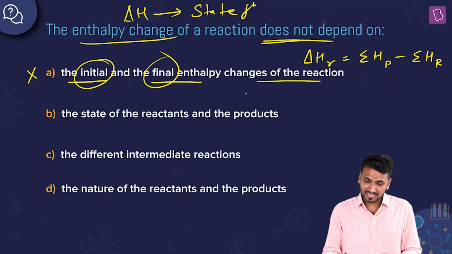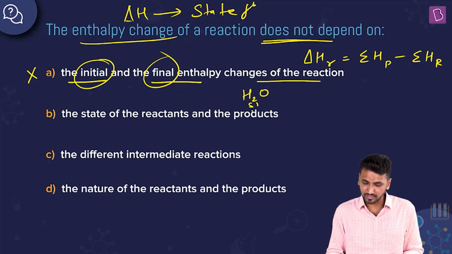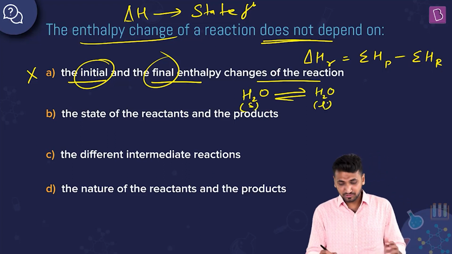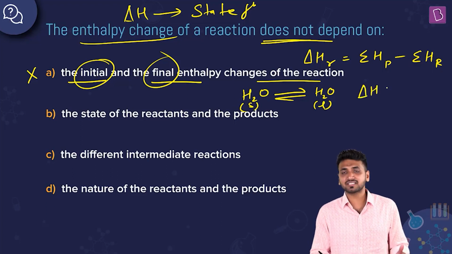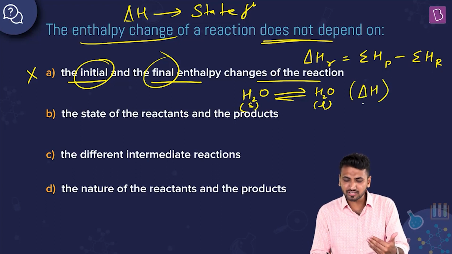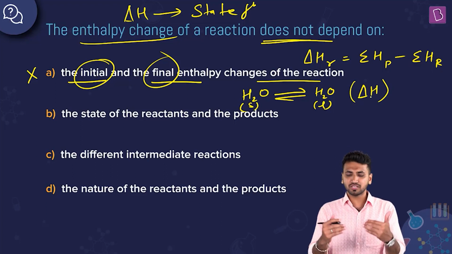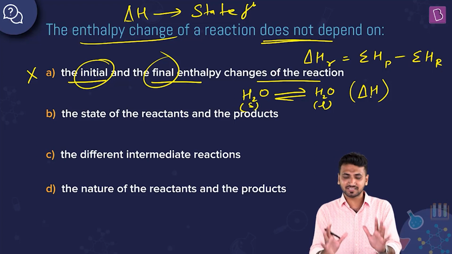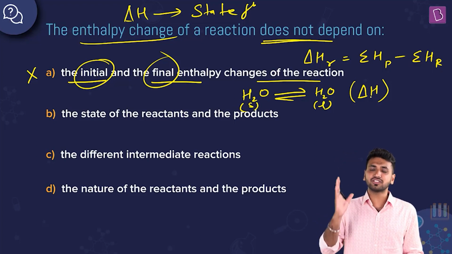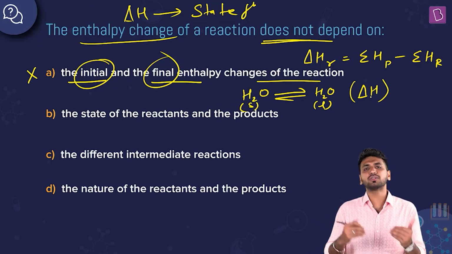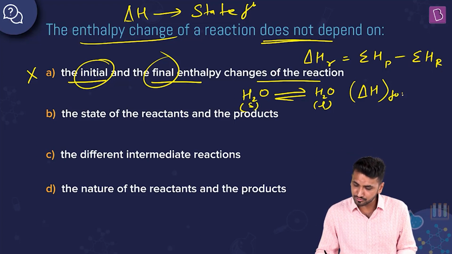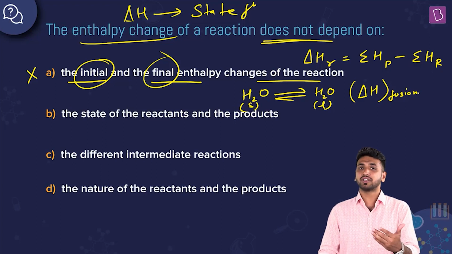Let's say that H2O solid converts into H2O liquid. The state is changing, so the enthalpy change of this reaction is going to be some value. We are not concerned about that value, or whether it is positive or negative, but there will be some value for this change of state. This is solid to liquid, so this is melting, or you can call it fusion. So this is the enthalpy of fusion, and we know this value is not zero at all, right?